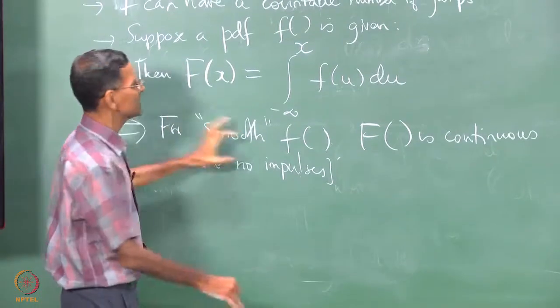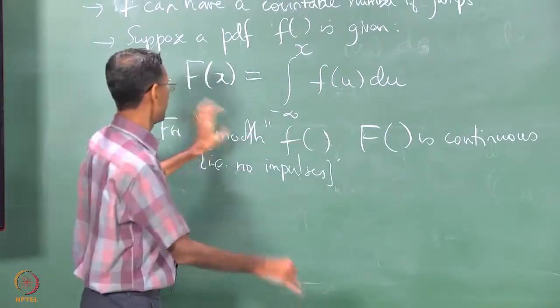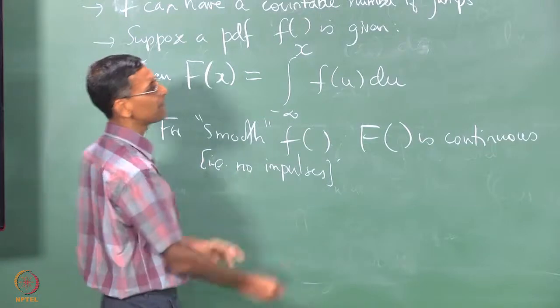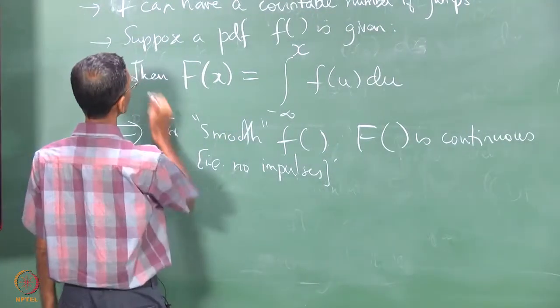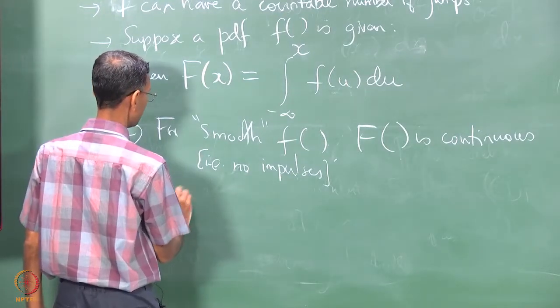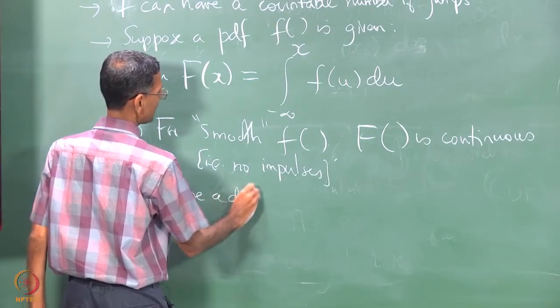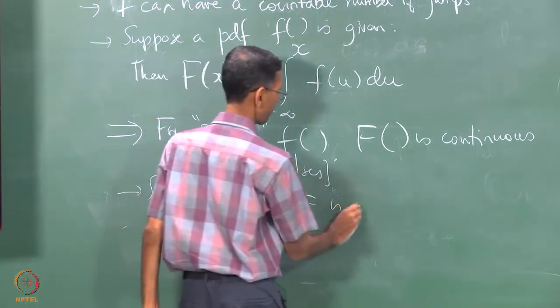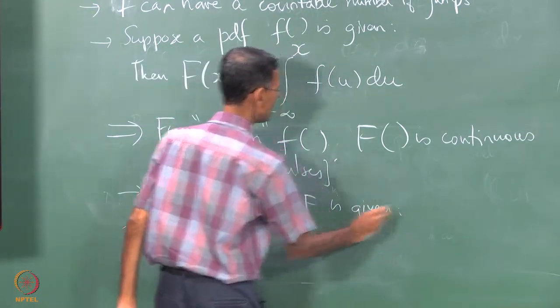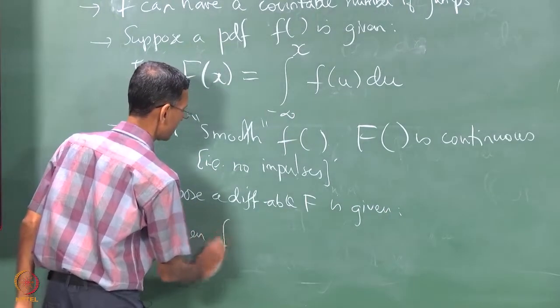So if F is continuous, or let us say for a differentiable F, then we can write what? Supposing a differentiable F is given, how do you get the PDF from this? Then you differentiate.